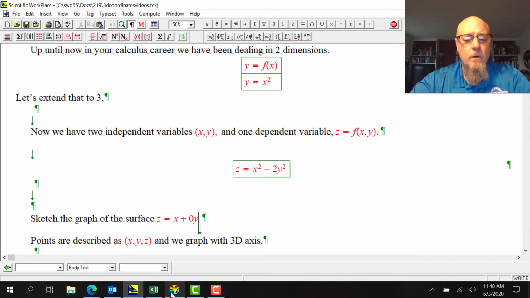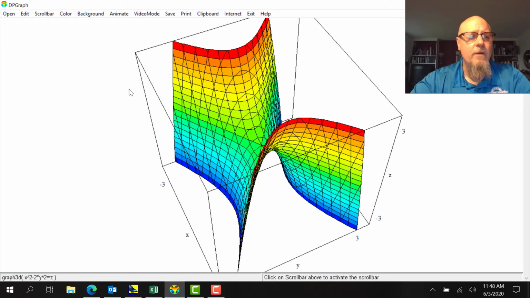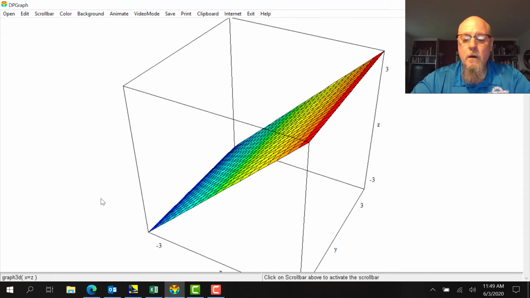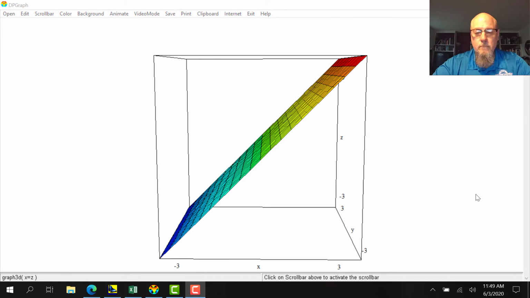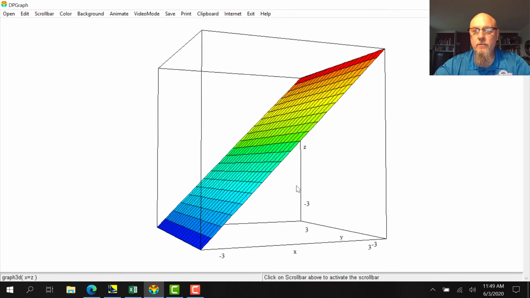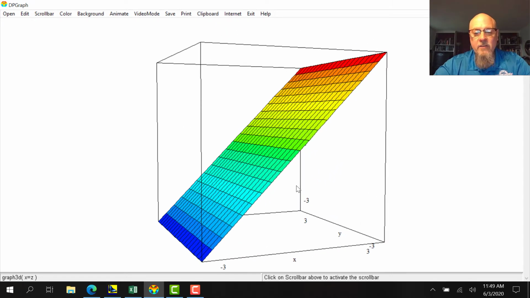What would that look like? Well, we can switch this out. I'm in a program called dpgraph here. I can switch the formula out that I'm drawing and just make it z is equal to x. So that means that no matter what y is, the curve will stay the same. Oh. Yeah, it's just a bunch of lines. It's a plane. And that's because this is the curve z equals x.